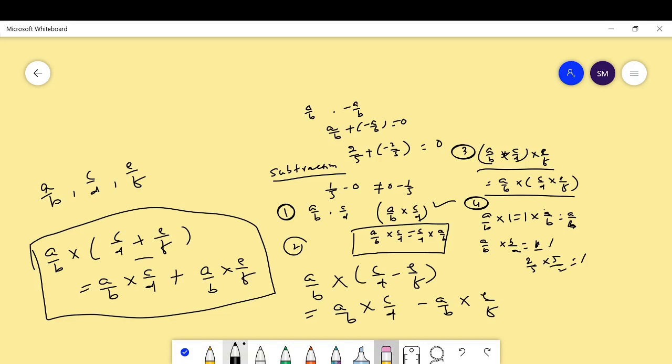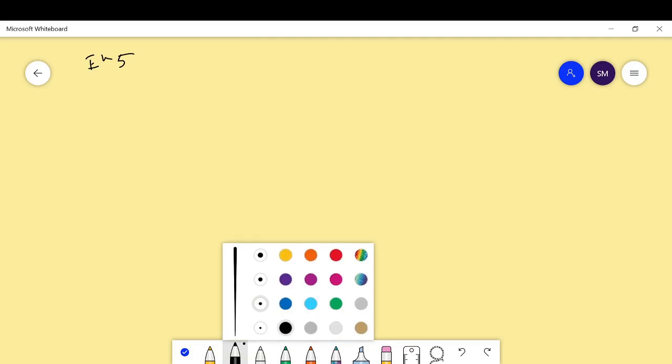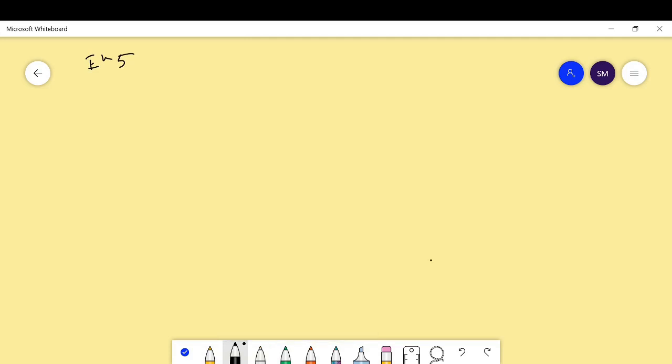Then next, do some examples also. In each of the following, apply the distributive property. Here we have to solve some examples to show the distributive property. Example 1 says 5 upon 6 into minus 4 upon 5 plus minus 7 upon 10.